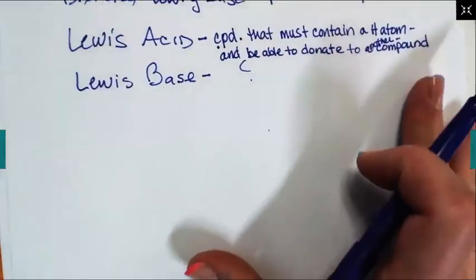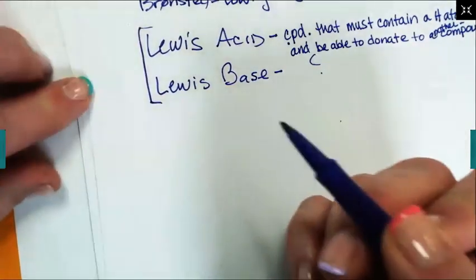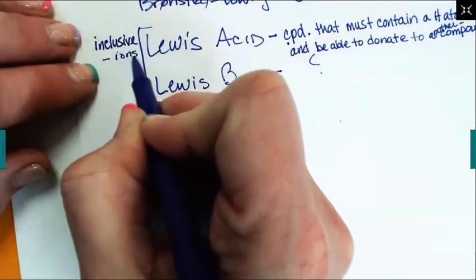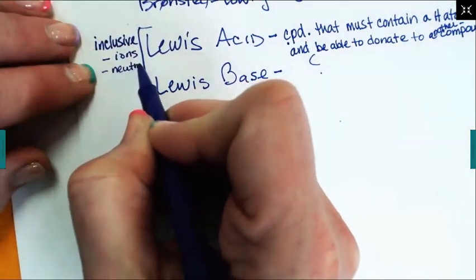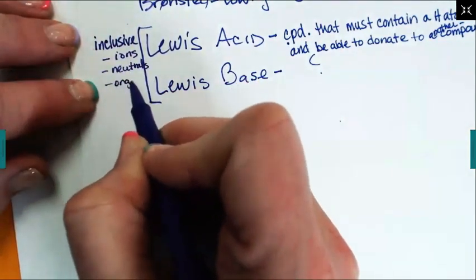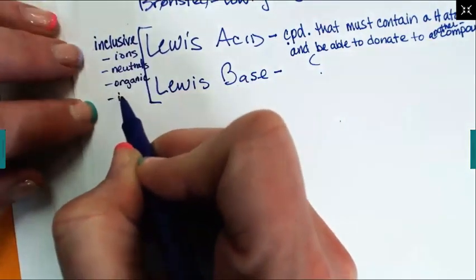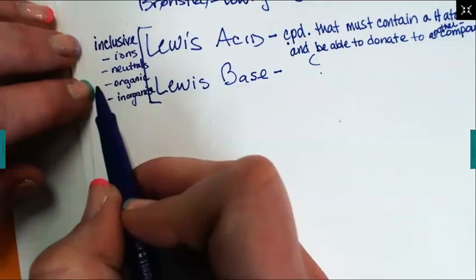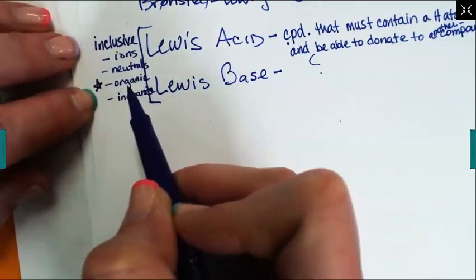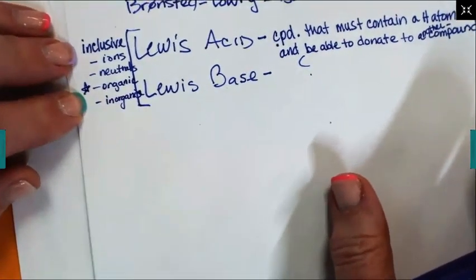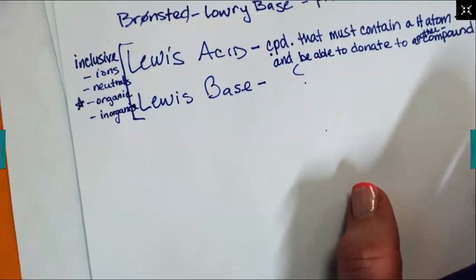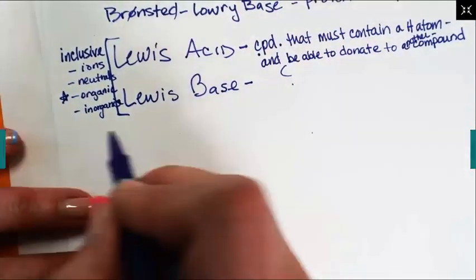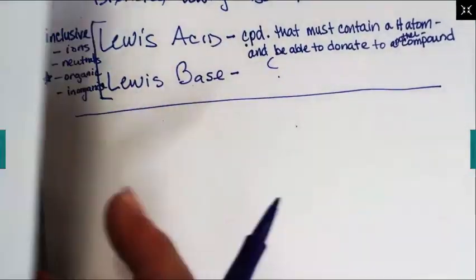I think of it as these being inclusive, meaning you're going to have your ions, your neutrals, your organics, and your inorganics. Now, on a test, if you see something organic, carbon-based, use Lewis all the time. Now, let's keep going.